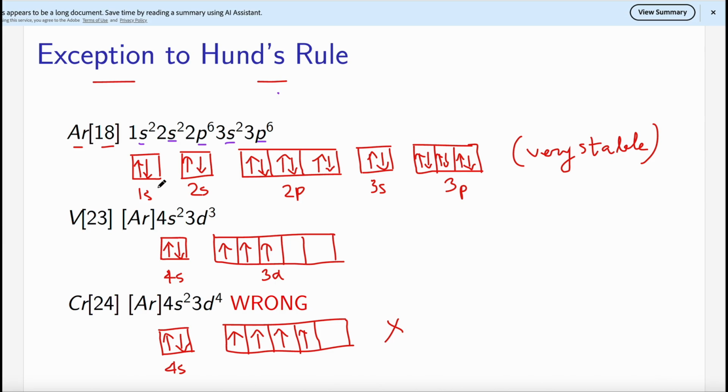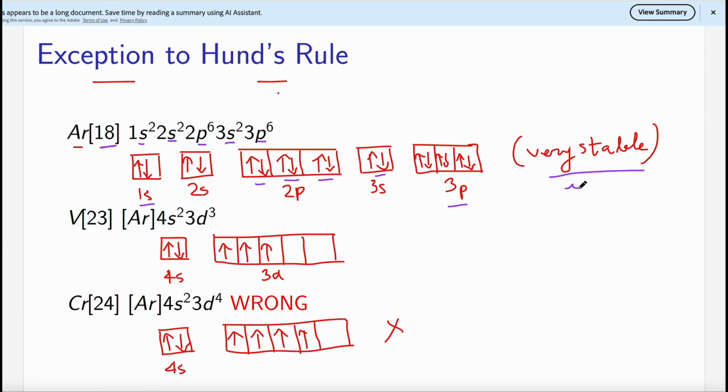If I write it pictorially, this is the 1s orbital having 2 electrons, 1s2. This is a 2s orbital having 2 electrons, and here we have 3 2p orbitals each having 2 electrons, so 2p6. Here we have the 3s orbital having 2 electrons, and then we have 3 3p orbitals each having 2 electrons, so that is 3p6, and you can see the sum total is 18.